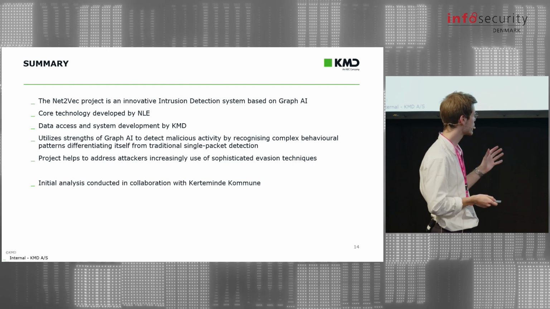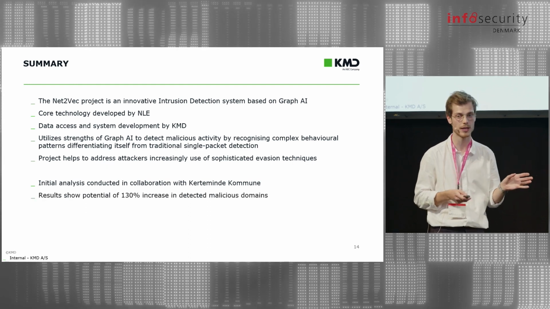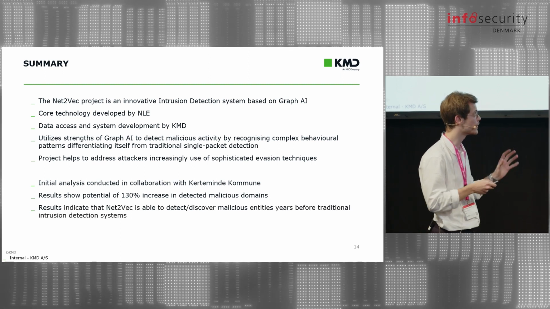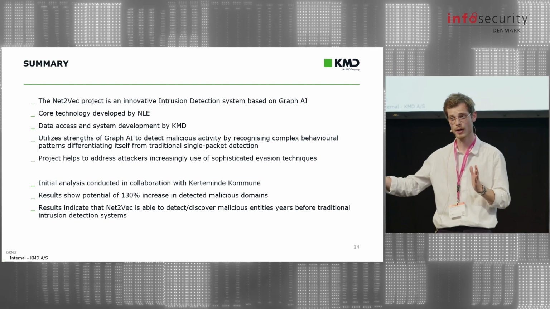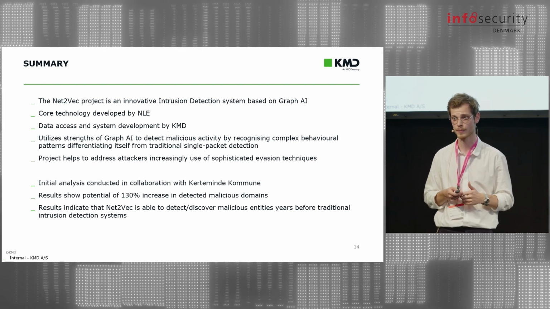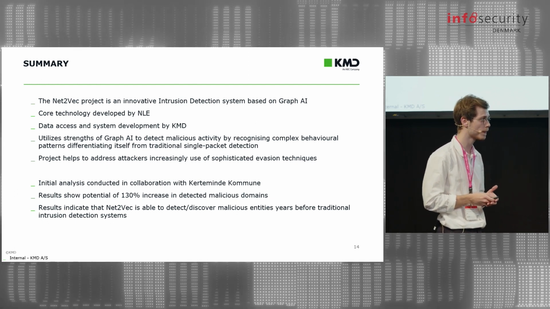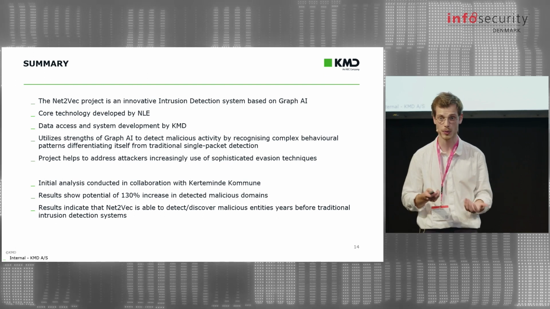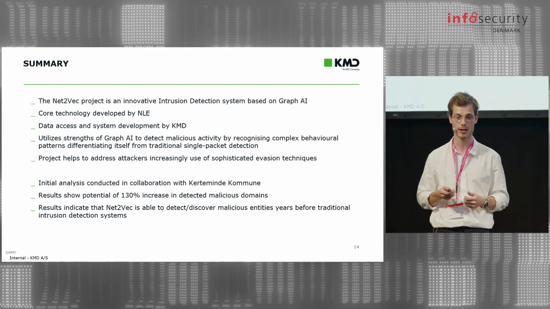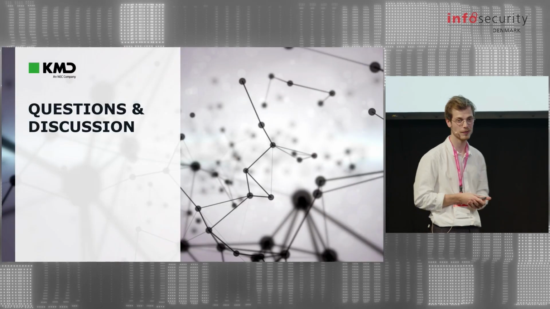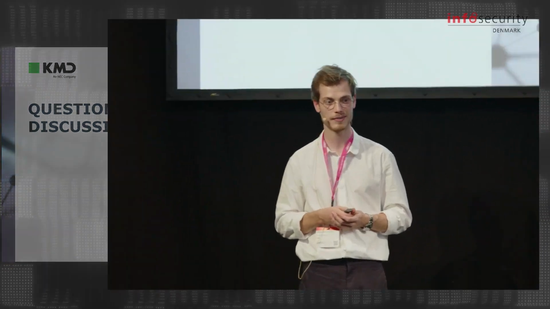So the results from Kerteminde Kommune showed a 130% increase in detected domains, and also that it is in many cases able to discover these malicious entities before the traditional commercialized blacklists. So that is really the key takeaway from this presentation: that it detects something that will be verified by other blacklists later on. So I think that was it for the presentation. And if anybody has some questions, you're more than welcome to ask us.